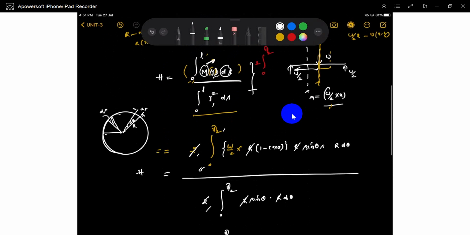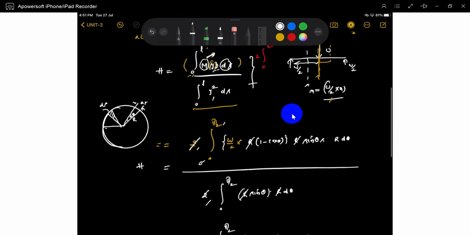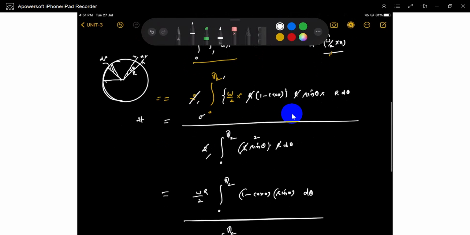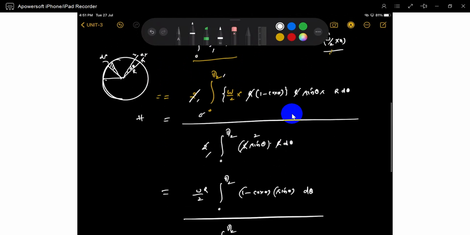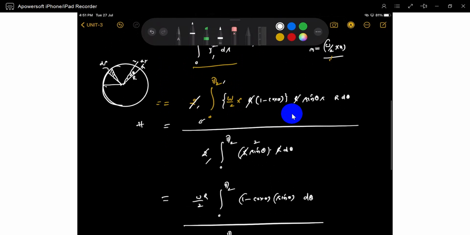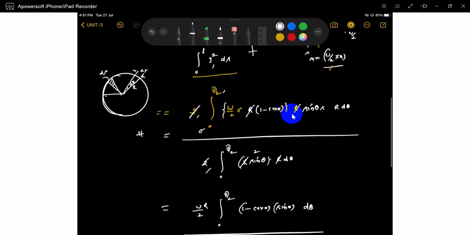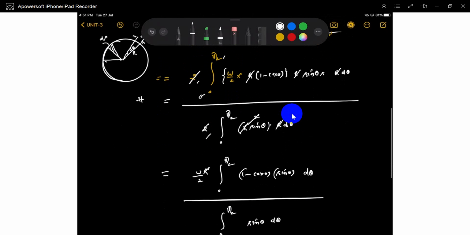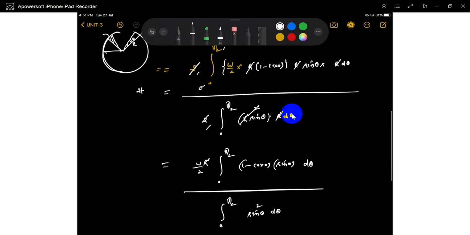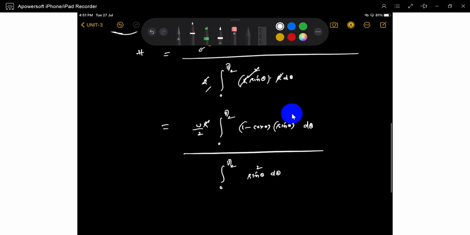But sorry, y square. Y square means it will come r square. Okay. R square will cancel, r also cancels. So we get r square sin theta square d theta. Okay, so that's it.